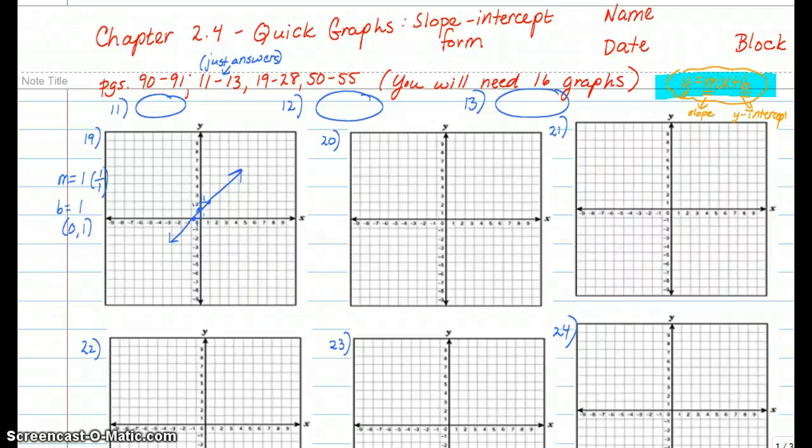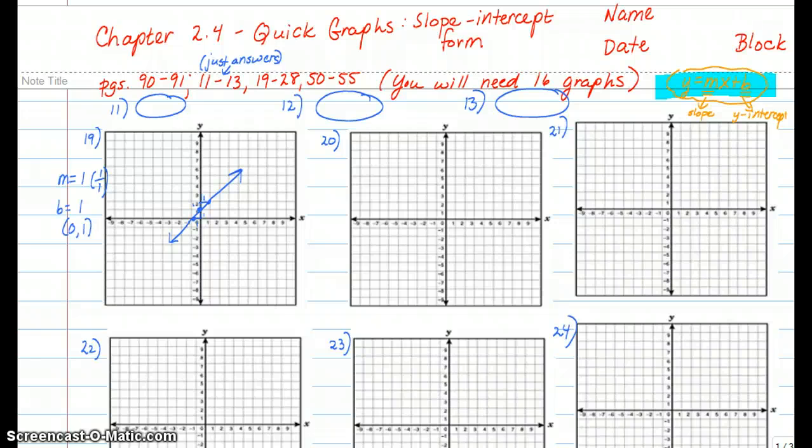This is chapter 2.4, quick graphs, and the quick graphs we're going to be using today are slope-intercept form. There are two types of quick graphs, slope-intercept form, the y equals mx plus b form, and there will also be x and y intercept that we will graph as well. This will help you with the assignment pages 90 through 91, 11 through 13, where you just answer the questions, 19 through 28, 50 through 55.